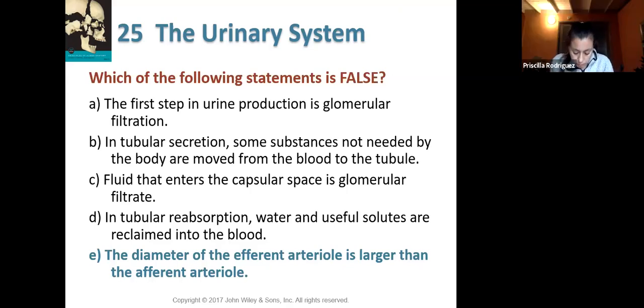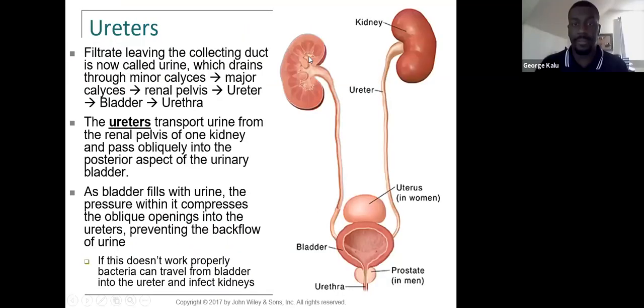Alright. So once all that filtrate starts to leave the collecting duct, it's now going to be considered urine. And so that urine is going to leave the collecting duct, enter the papillary duct, and then make its way into the minor calyces, into the major calyces, into the renal pelvis, and then make its way into the ureter. From there, the ureter is going to transport that urine into the bladder, and then it's going to exit through the urethra.